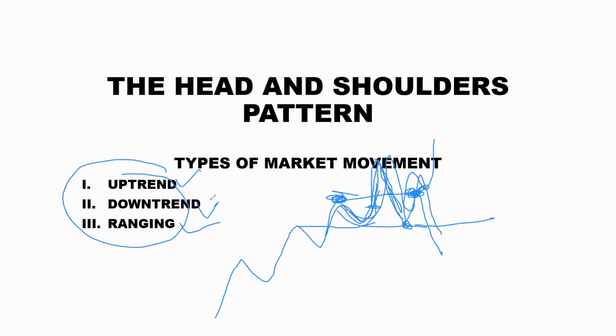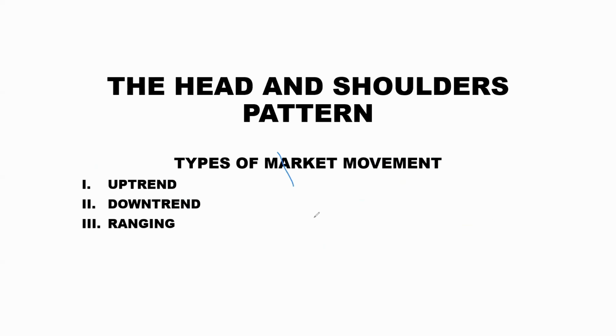Here, in a downtrend, we're making lower lows, lower highs, lower lows, lower highs, lower lows. Now, when the market is making lower lows, it can also give you a type of head and shoulders called inverse head and shoulders. We're going to look at the types briefly of the head and shoulders.